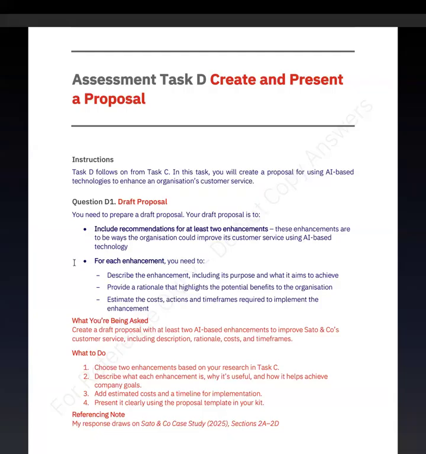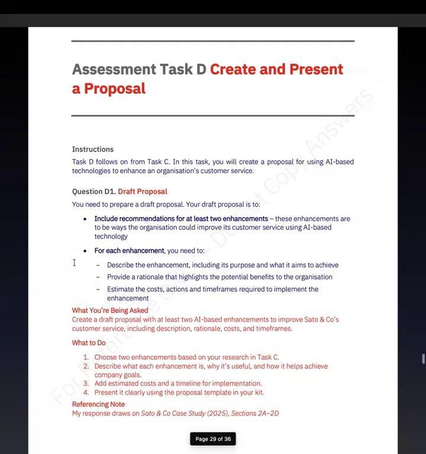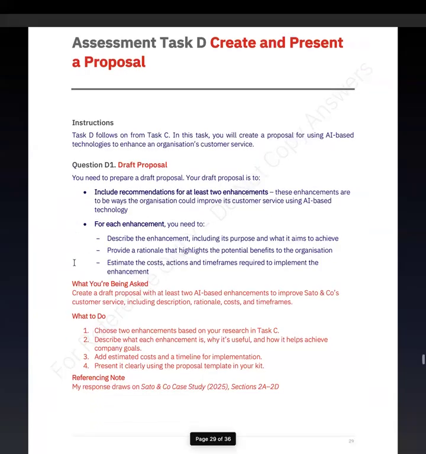Task D brings everything together. You will draft a professional AI proposal, present it to the stakeholder, and collect feedback, update it into a final version, and seek formal approval to implement it. Let's go through each question step by step.